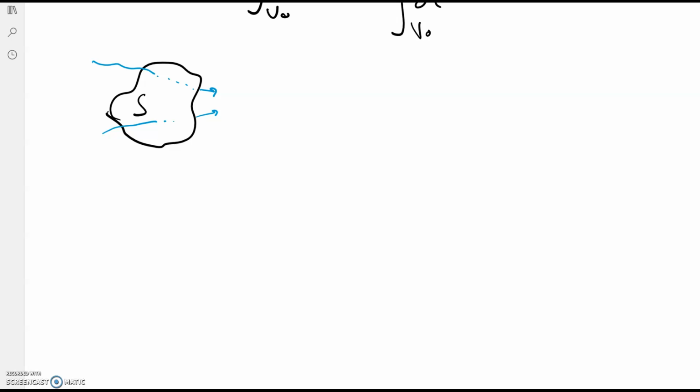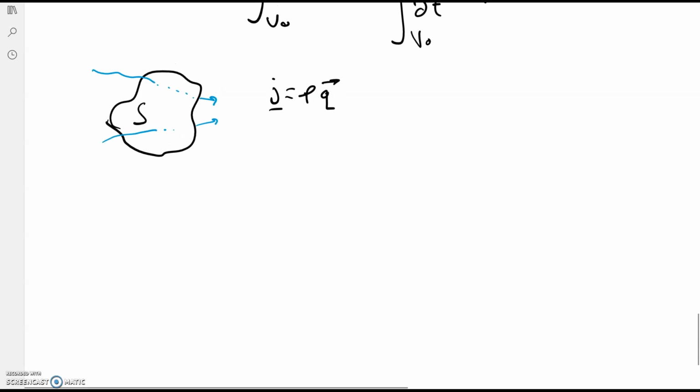So here's the surface. We want to define a quantity, J. We want to define this quantity to be rho times Q. Q is the velocity, and rho is the density. So what is J? Well, let's take a look at the units of J first. Rho has units of kilograms per meter cubed, and velocity has units of meters per second.